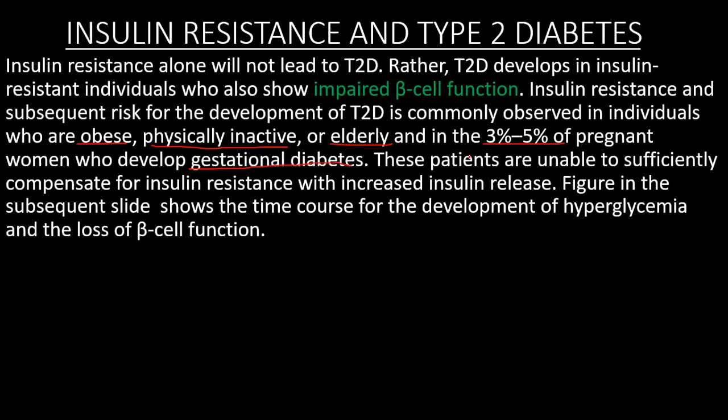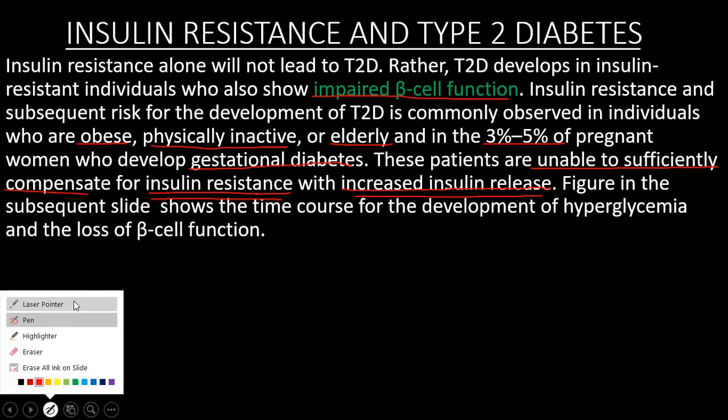Okay, now these patients are usually unable to sufficiently compensate for the insulin resistance with increased insulin release. So even if you have insulin resistance, but you can compensate for it by producing increased insulin, we will not consider you diabetic. But if you have impaired beta cell function and a decreased insulin release, you will definitely develop type 2. Now, I have a figure which will show you how that comes about.